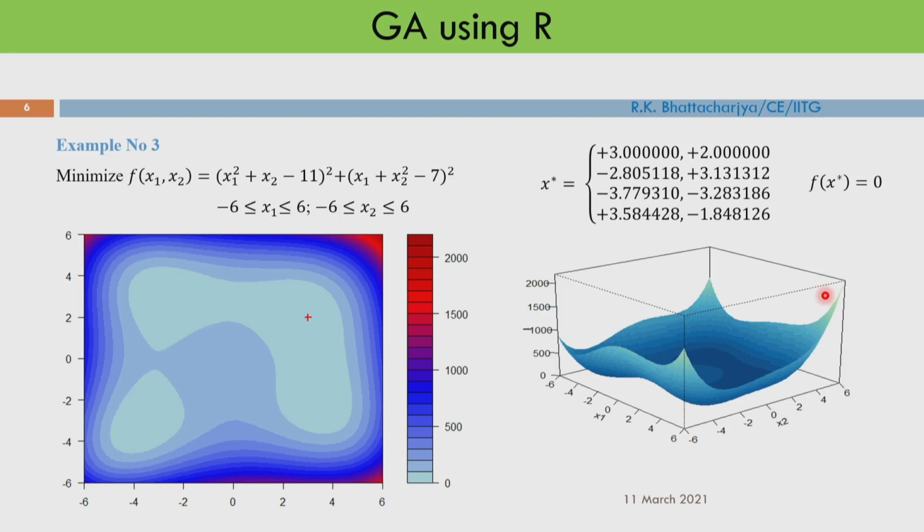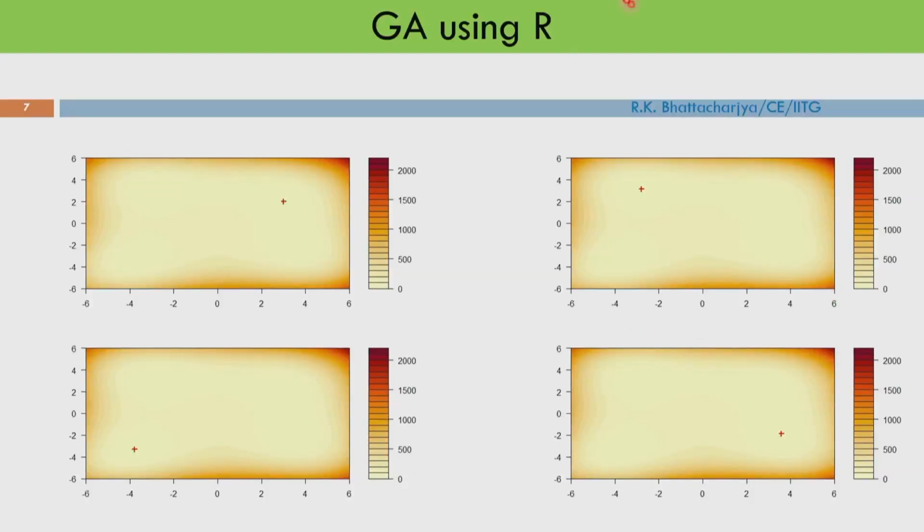This problem also we will try to solve using genetic algorithm. If you apply genetic algorithm, you will get one of these 4 solutions. I have shown here the 4 solutions. You can see that there is one solution in the first quadrant, another solution in the second quadrant, another solution in the third quadrant, and another solution in the fourth quadrant.